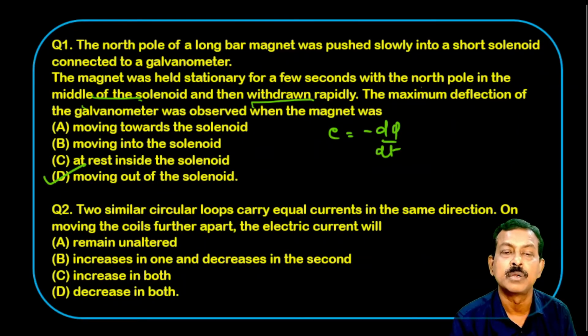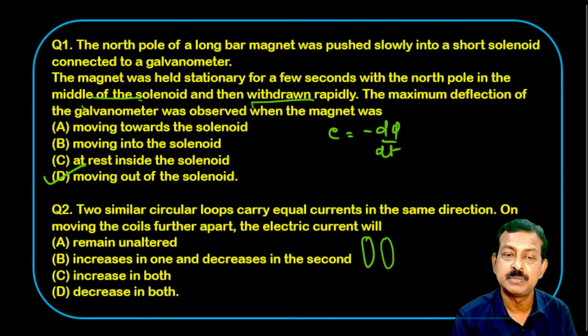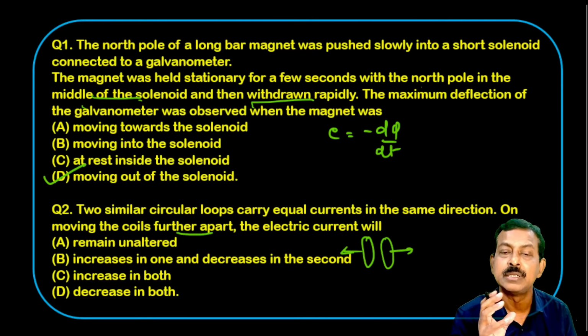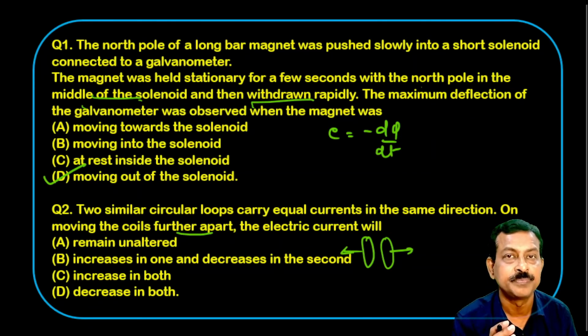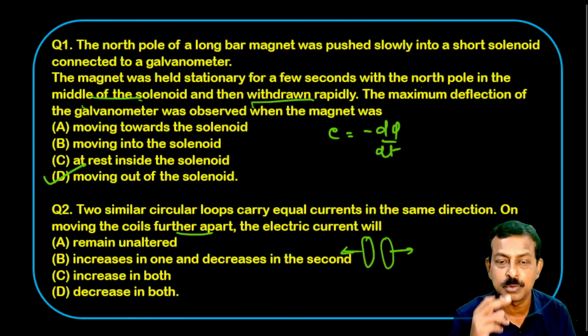Two similar circular loops carry equal current in the same direction. On moving the coils further apart, the electric current will be: remain unaltered, increases in one coil and decreases in the second one, increases in both, or decreases in both. You have two coils there. Suppose these are the two coils and it is mentioned that they are carrying equal current. Now when you move them apart, what will happen? The magnetic flux linked with them will decrease. And if the magnetic flux linked with the coils is decreasing, there will be an induced current set up.